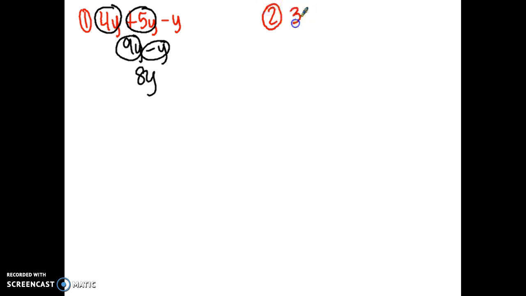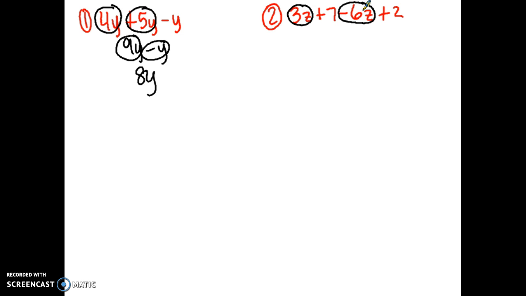We have 3z plus 7 minus 6z plus 2. We can see that we have different terms here because some have variables and some are just constants. So I'm starting out with 4 terms, and I'm going to simplify this. I have 3z and a negative 6z.